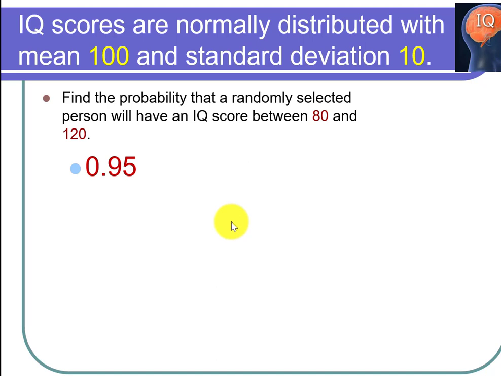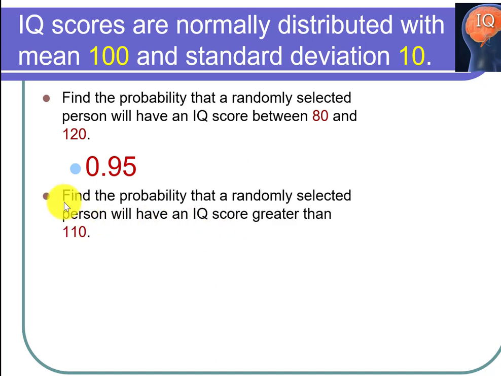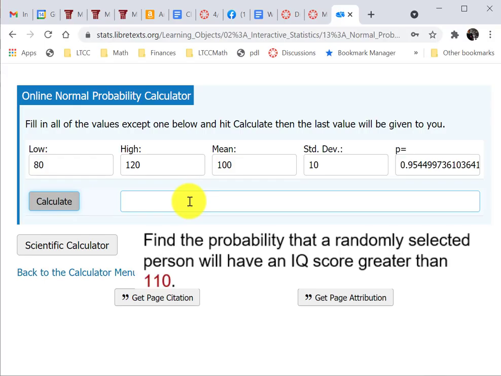Now let's look at the next question, which says, find the probability that a randomly selected person will have an IQ score greater than 110. Let's go back to the calculator. Here's the calculator where I left off, and the mean was 100, the standard deviation was 10. We don't know the probability, so I'm going to leave that one blank. We want to be greater than 110.